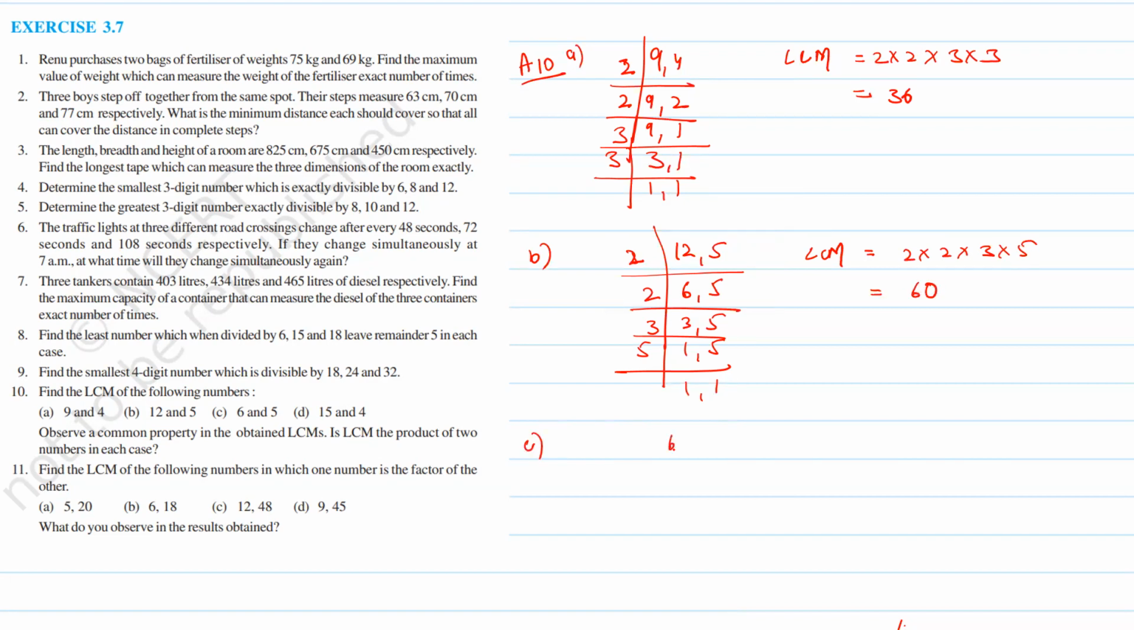C part, 6 and 5. 2 into 3 into 5, which is 30. And D part also, LCM will come out to be 60. Okay, yes. They are asking, is LCM the product of two numbers in each case? Yes, because you can see it is 9 into 4, 36, 12 into 5, 60, 6 into 5, 30, and 15 into 4, 60. Okay.